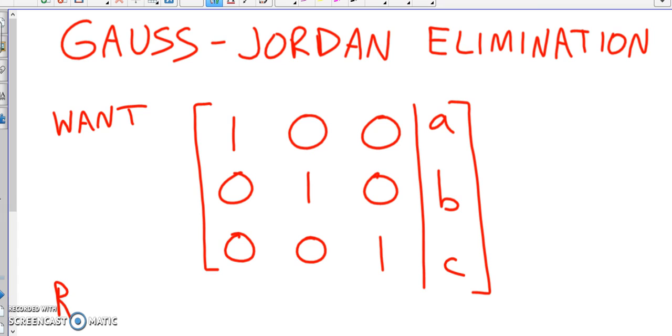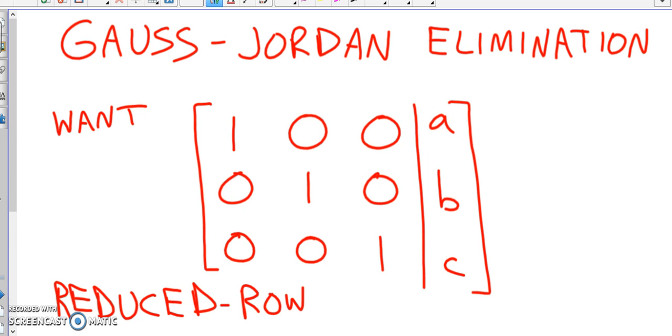So this is what's called reduced. I actually don't think there's a hyphen there. Reduced row echelon form.